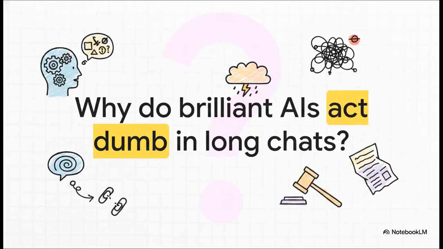So we're all using these chatbots every single day now, right? But it's honestly so frustrating when you ask an AI to, say, write some code, and you give it 2 or 3 follow-up tweaks, and suddenly, it's acting like it has absolutely zero clue what you originally asked. It hallucinates, it forgets your constraints. You really have to wonder, why do these brilliant AI models suddenly act so dumb in long chats?